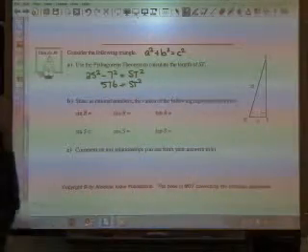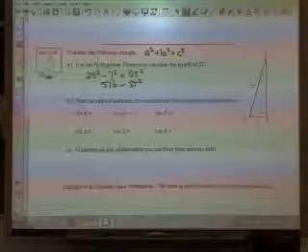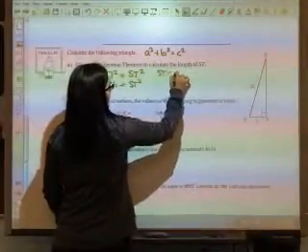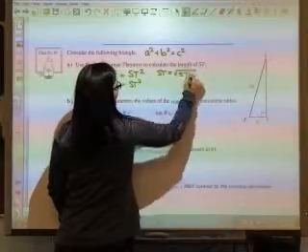Is that the length of ST? What do I have to do? So when I square root 576, what do I get? 24?